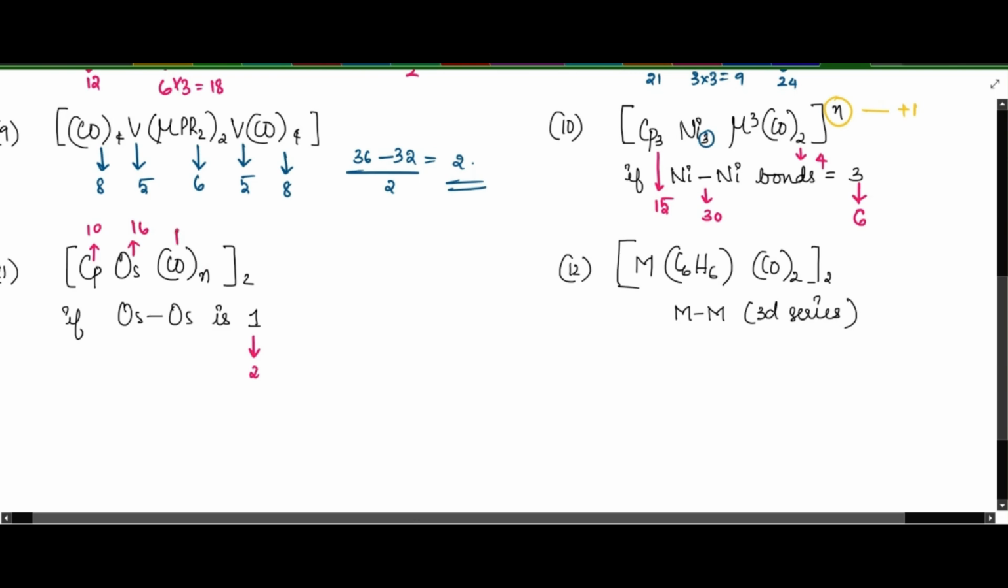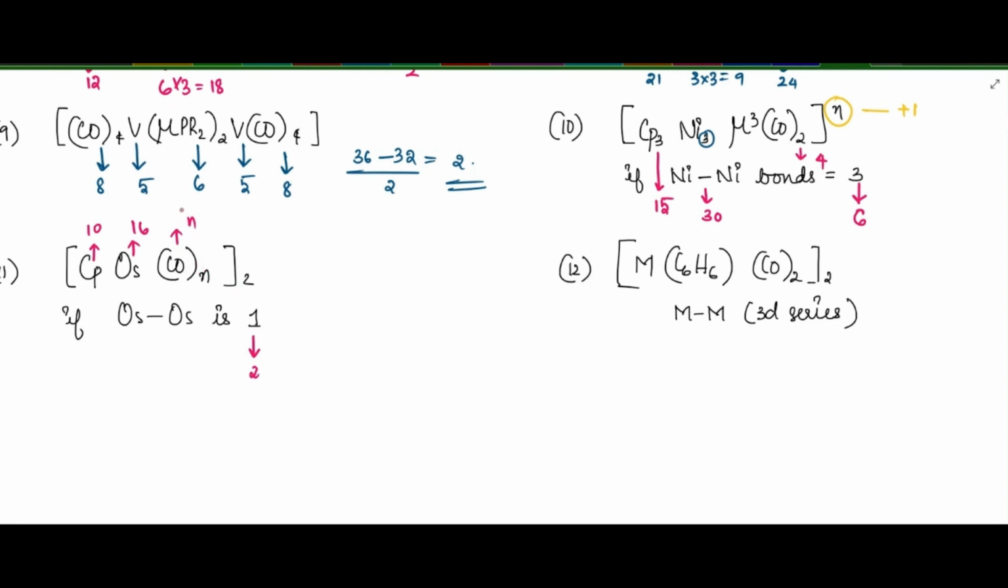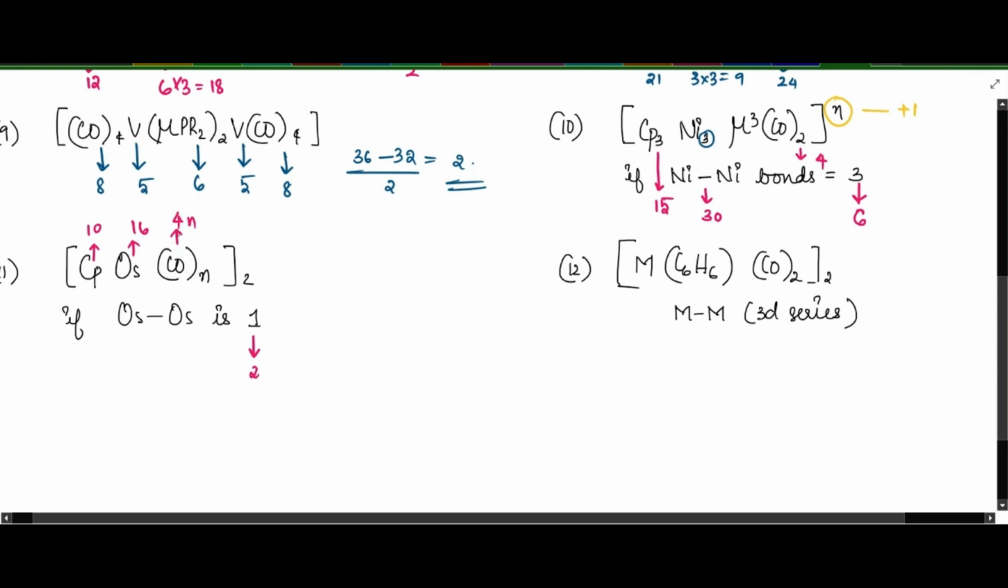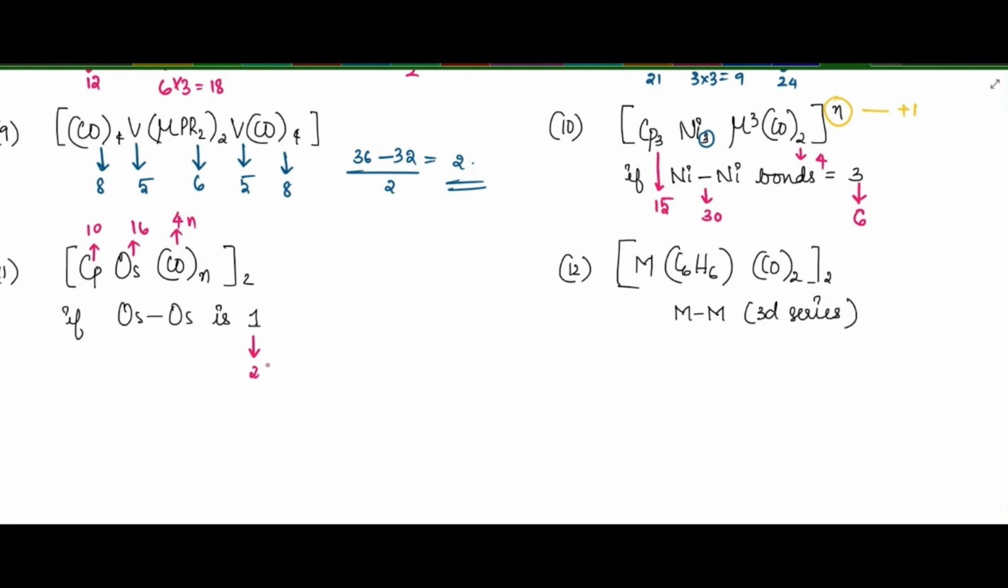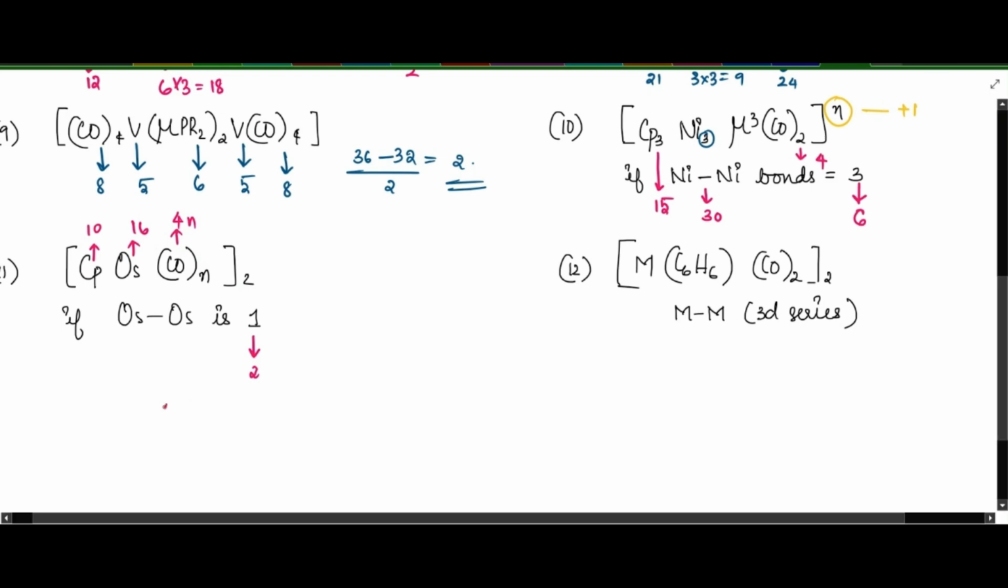This will contribute N. In total there are 2n electrons. Each will contribute 2 electrons. So this is 4n. Okay. So how much is it? This is 26 plus 2, 28 plus 4n should be equal to, since there are 2 metals, 36. So 4n is equal to 36 minus 28, which is 8. N is equal to 2.